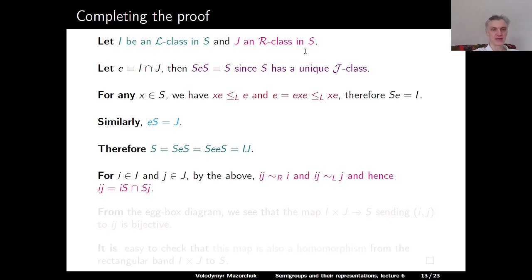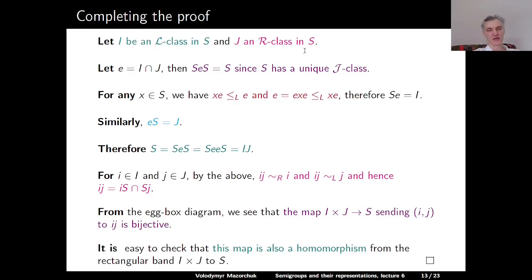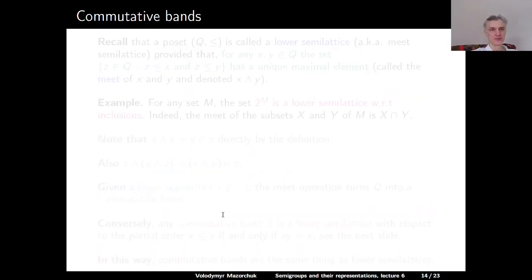And now for any element little i in capital I and little j in capital J, similarly to the above, we have that ij is right equivalent to i and ij is left equivalent to j. And so ij is exactly the intersection of the right ideal generated by i and the left ideal generated by j. And so from the egg box diagram, we see that the map from I times J to S, which sends the pair (i, j) to the product ij, is bijective. And directly from the construction, it follows that this map is also a homomorphism of semigroups, and hence it's an isomorphism from the rectangular band I times J to S. And this completes the proof.